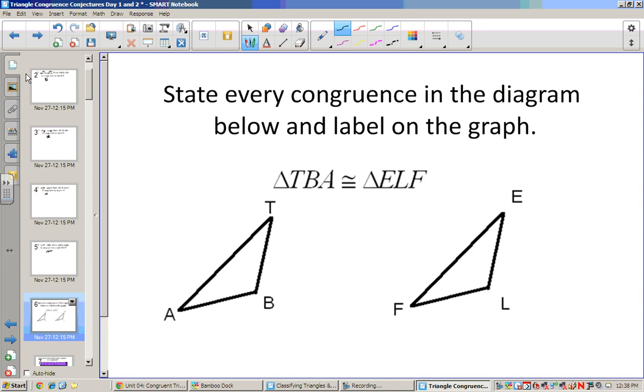So if you want to state every congruence in this diagram, we know TB is going to be congruent to EL. BA is going to be congruent to LF. And then the first and last, TA and EF. Now angle T and angle E would be congruent. B and L. And F and A.